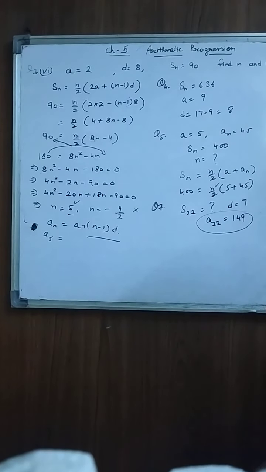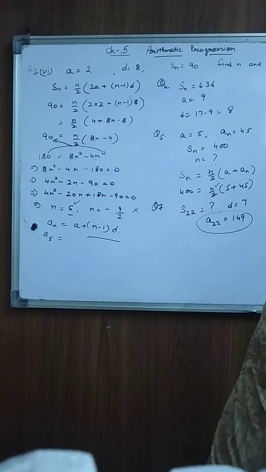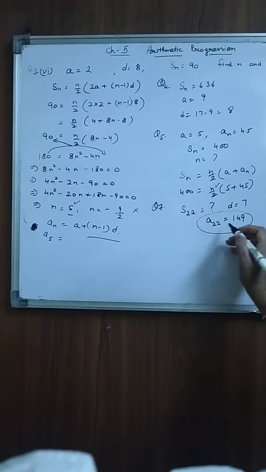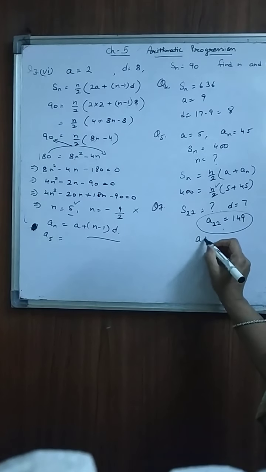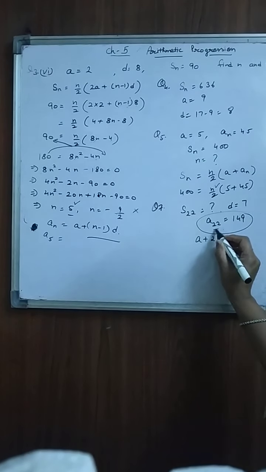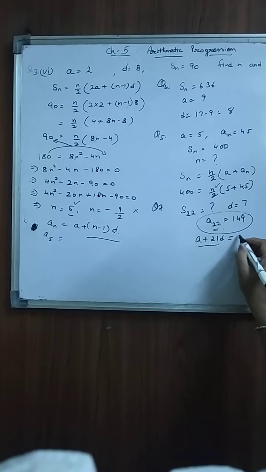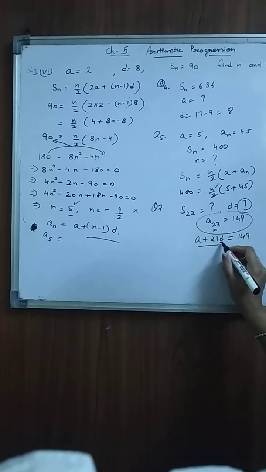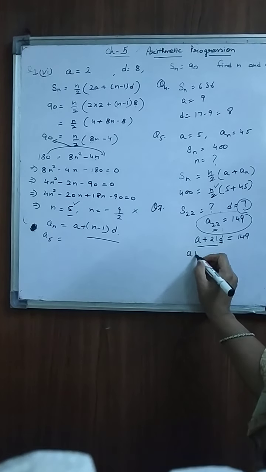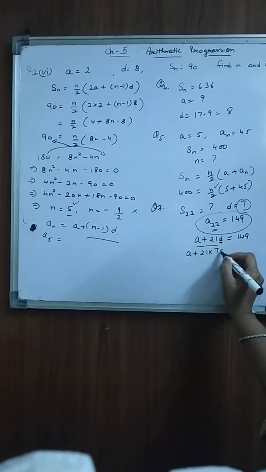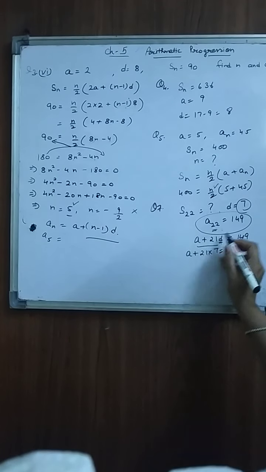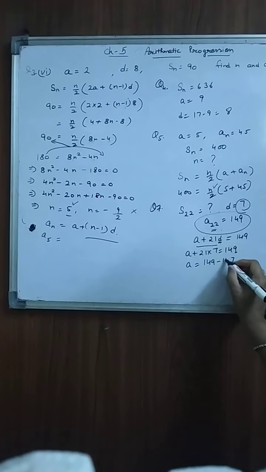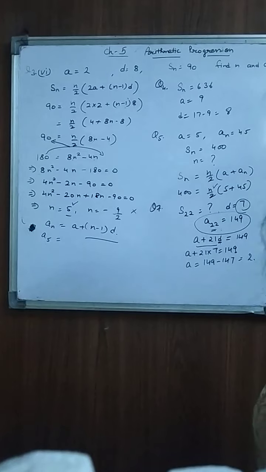You have A22. The 22nd term is given to you, and we can easily find the A value from here. It means A plus 21D. The 22nd term means A plus 21D is equal to 149. We can put the D value 7 here in the multiplication, so it will be A plus 21 into 7 equal to 149. When you bring it on this side, it will be 149 minus 147. So the A value is 2.